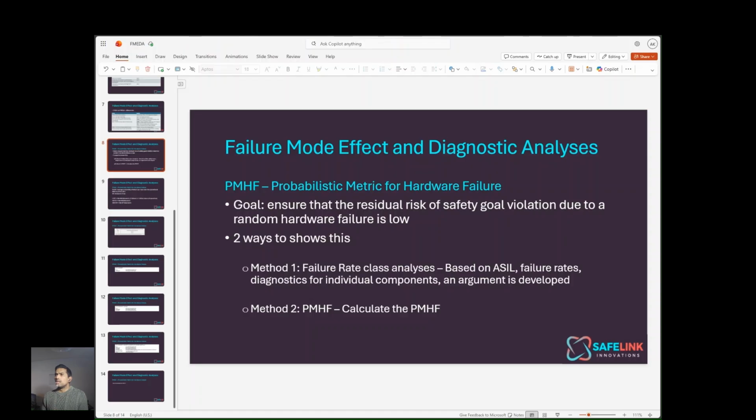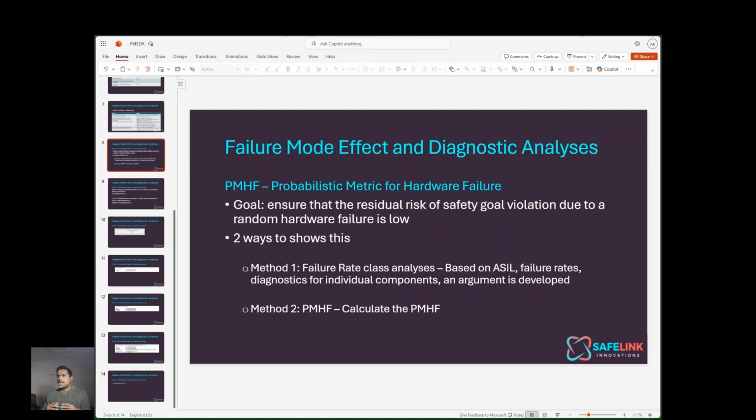So one of the important hardware architectural metrics that ISO 26262 recommends is the probabilistic metric for hardware failure, also known as PMHF. By definition, the PMHF is to ensure that the residual risk of safety goal violation due to a random hardware failure is sufficiently low.